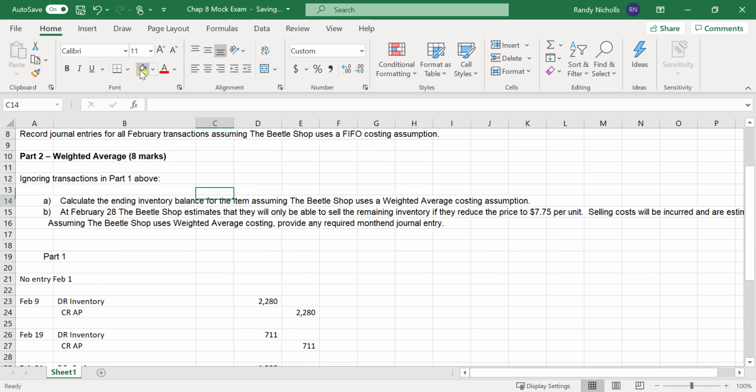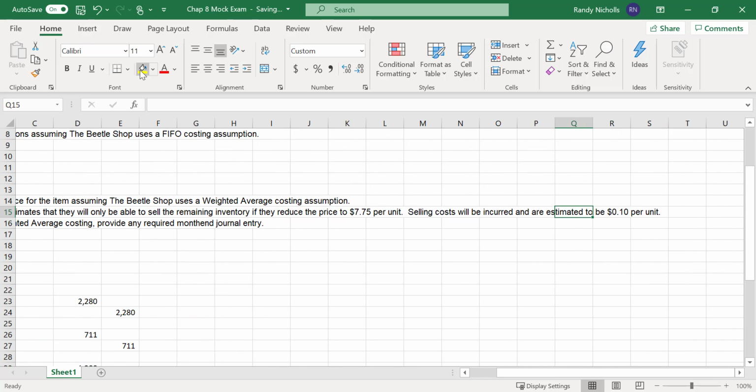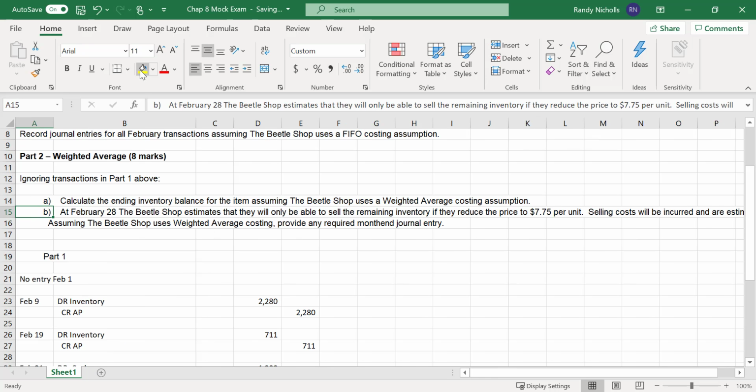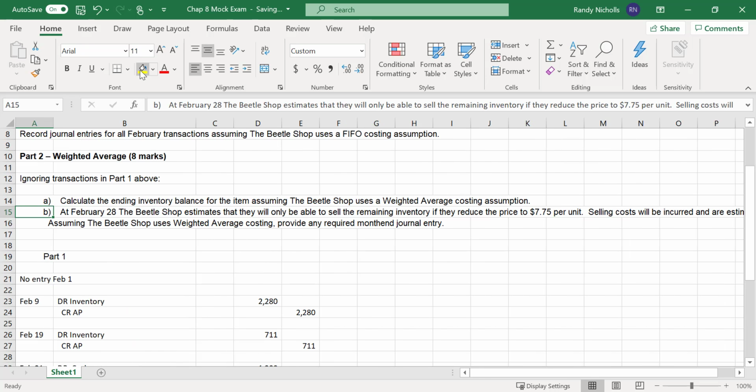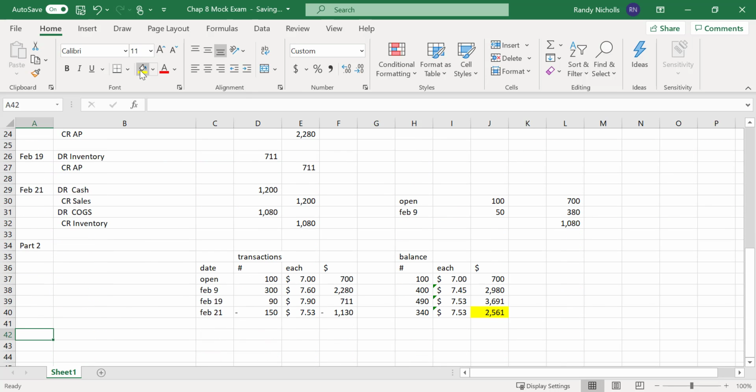And part B, at Feb 28th, the Beetle Shop estimates they will only be able to sell the remaining inventory if they reduce the price to $7.75. Selling costs that will be incurred are estimated to be 10 cents per unit. Assuming they use weighted average costing, provide any required month-end journal entry. So this is a net realizable value issue. What we're saying is the most I can get for these things is $7.75, and it's going to cost me 10 cents to sell them, so my net realizable value is $7.65.